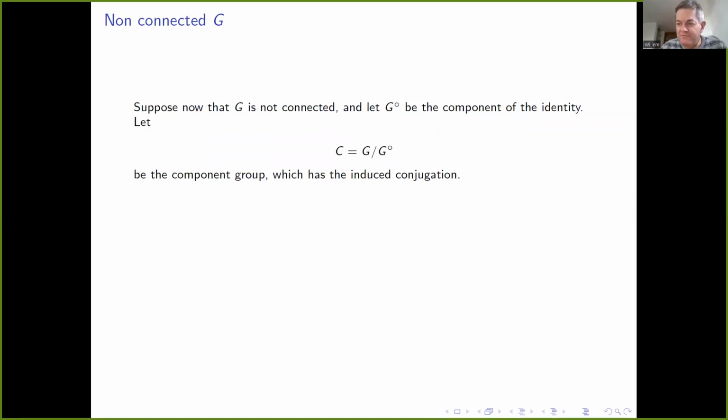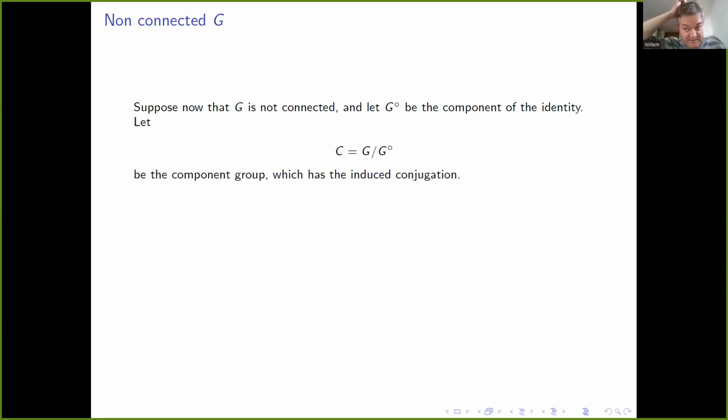This is just very brief because the technical details here become very long. So I will just give a sketch of how it works and more or less how we can proceed. So we suppose that G is not connected, and we look at the component of the identity, which I call G naught or G little circle. So there's a finite number of components, and one of these components has the identity in it, and that's the G naught. And we have the component group, which is the quotient of G modulo G naught, which has induced conjugation.